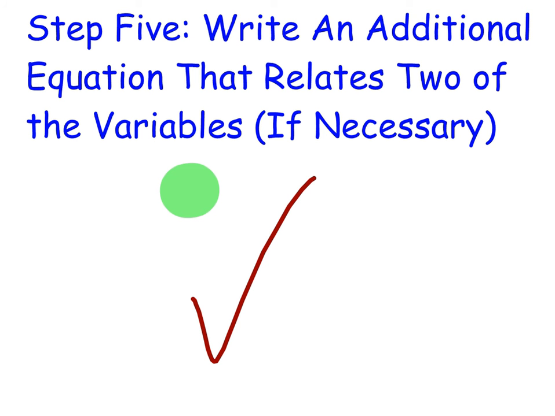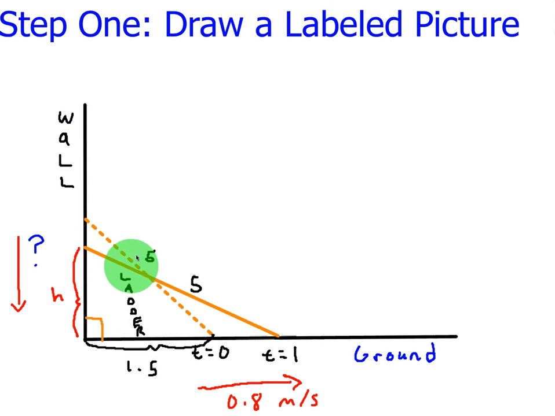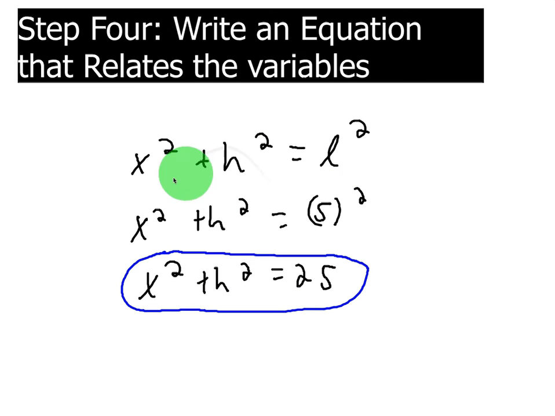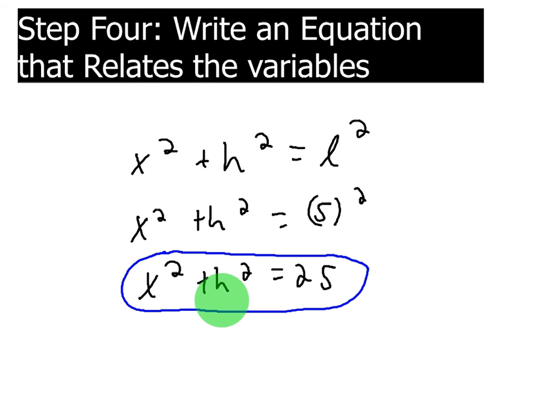Let's take a look at example 2. Again, this is the ladder sliding away from the wall. We used the Pythagorean theorem since it's a right triangle, and we got x squared plus h squared equals 25. Now, this is already in terms of two variables, so we do not need to narrow it down anymore. This will be sufficient before we take the derivative since it's just an x and an h. So again, for step 5 for this one, we can also just check it off. Again, this is only if it's necessary. If it has three variables in the equation, we need to narrow it down to two.